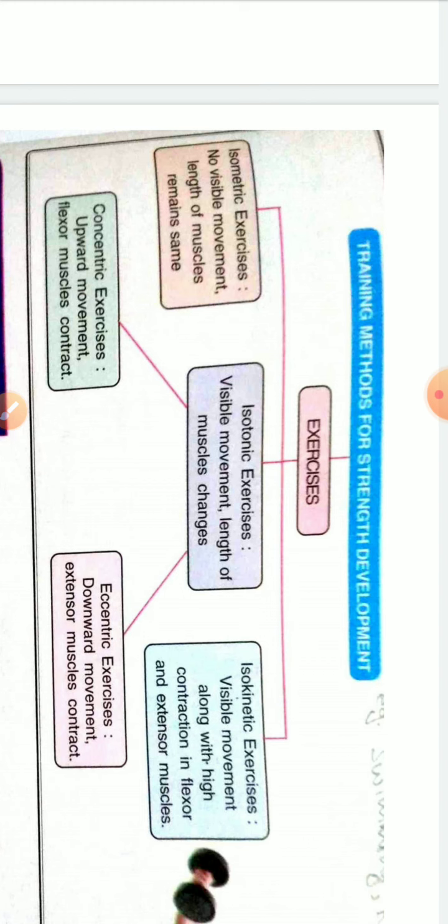In this training exercise, the length of the muscle remains the same during the workout. There will be no external movement. Therefore, the work is zero, and we can't see the movement. For example, pushing a wall, we are using strength, we are using force, but there will be no visible movement. Therefore, the work done is zero.